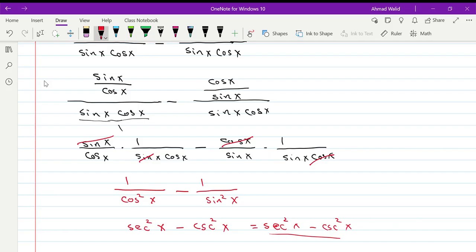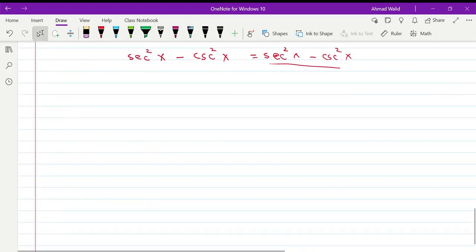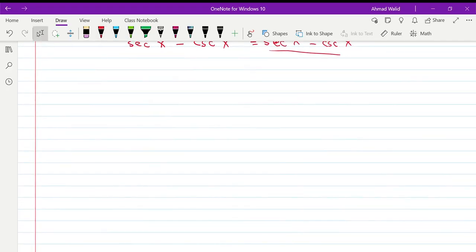Correct? One more, then I'll stop the lecture. This section has only practice, no extra lecture. Cosine x over 1 minus sine x equals 1 plus sine x over cosine x.